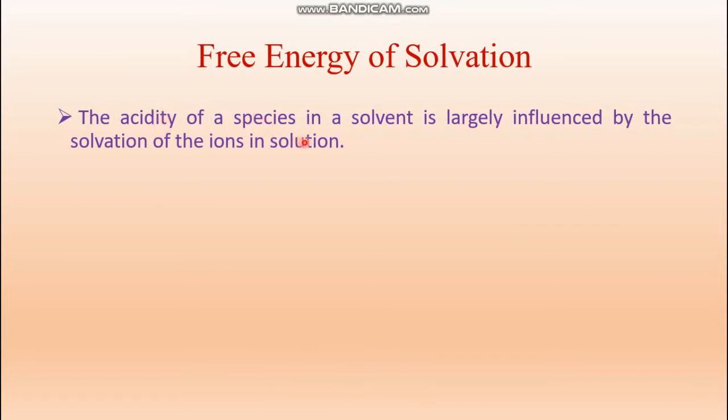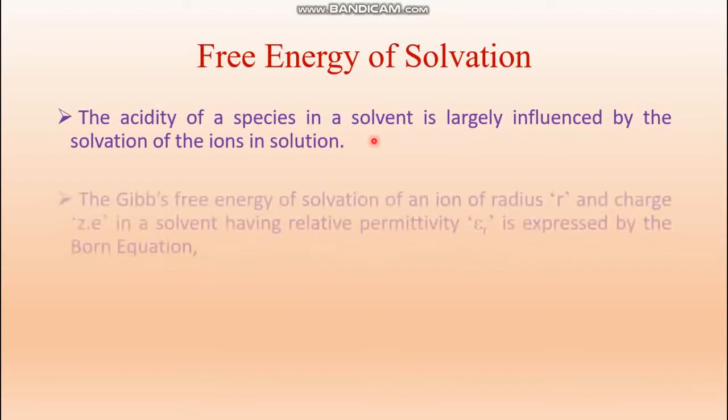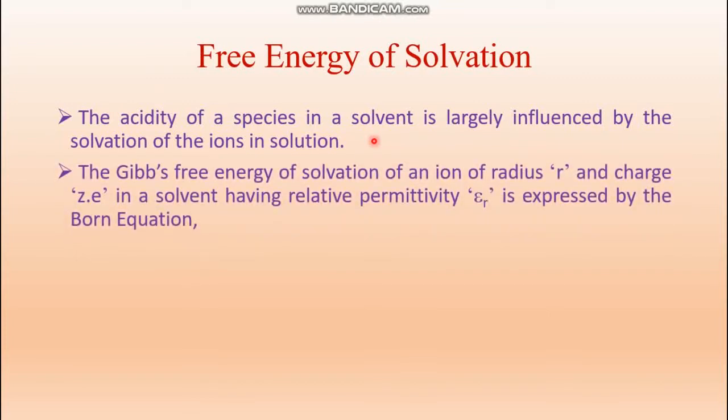So the acidity of a species in a solvent is largely influenced by the solvation of the ions in solution. Next, the Gibbs free energy of solvation, that is minus delta G0. When species are dissolved, there must be a thermodynamic parameter, and that is a function of the radius of the ion, the charge of the ion, and the permittivity of the medium. The parameters are r, the radius of the ion; ze, the charge of the ion; and epsilon r, the relative permittivity of the medium. This is expressed by the Born equation.